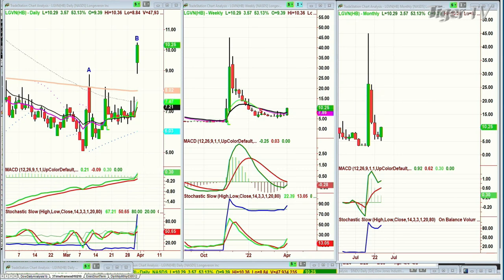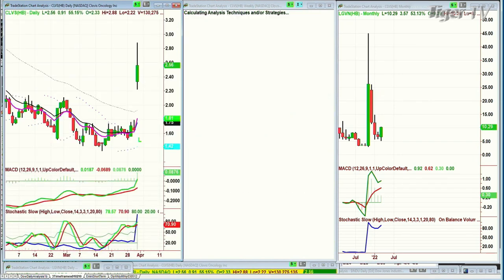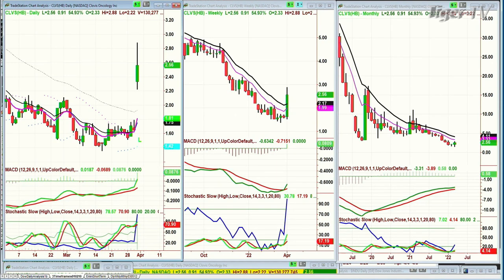I had actually discussed it in the den, CLVS. In fact, I discussed it earlier on. CLVS is Clovis. I spent a little time on it because it was purely coincidence that it was a stock that I had on a particular chart from way back. And when I went there today, there it was, CLVS, Clovis Oncology Inc., trading up 91 cents, up 55 percent, and up 90 cents at 2.55.